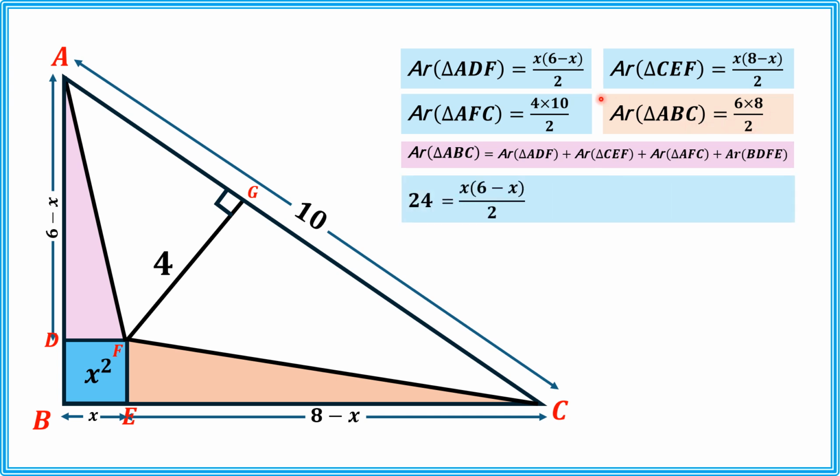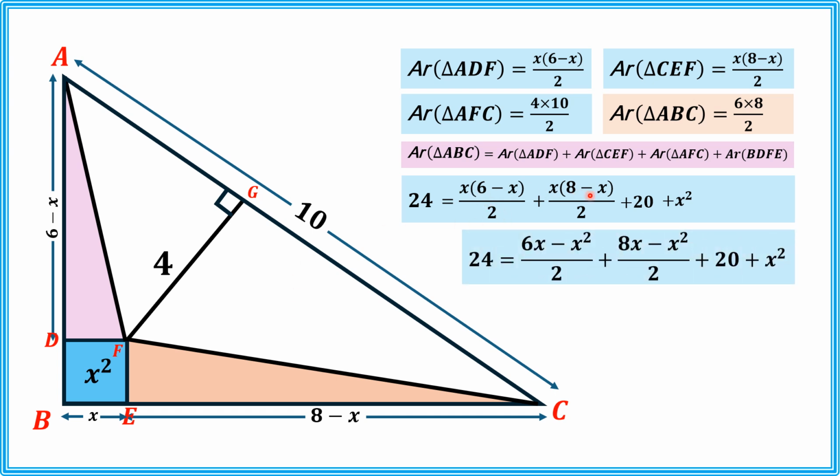Now the area of ADF is x times 6 minus x by 2. The area of CEF is x times 8 minus x over 2. The area of AFC is 40 over 2, that is 20. And the area of this blue square BDFE is x square. Putting these together, we get this relation.